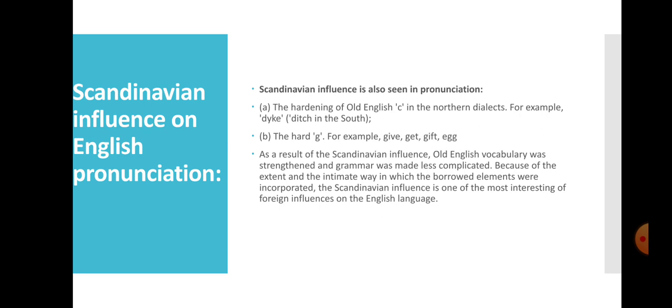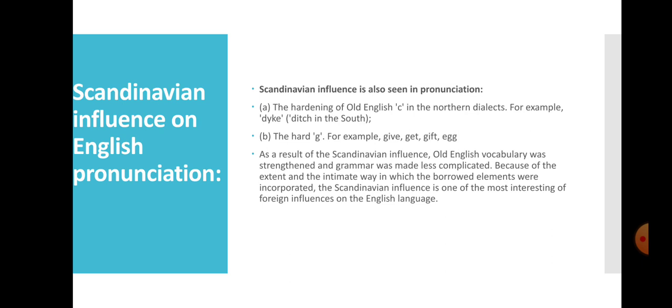So these are all about the Old English language. We have discussed the three main periods: Old English, Middle English, and Modern English, for the study of the development of the English language. Then the major historical events, the characteristics of Old English language, its dialects, etc., and the influence of Celtic, Latin, and Scandinavian on the English language.